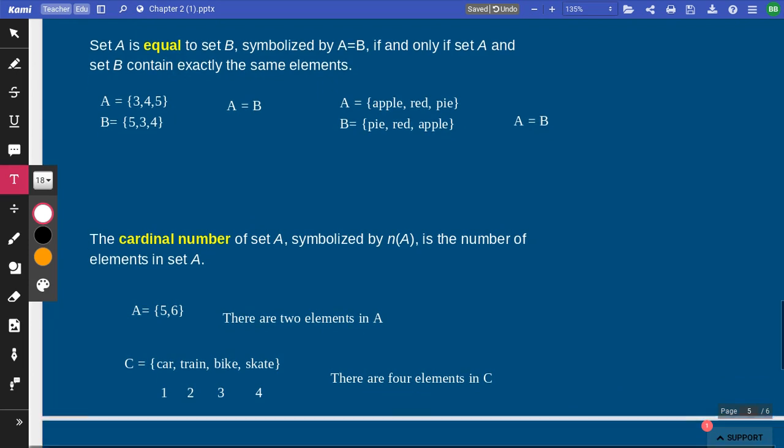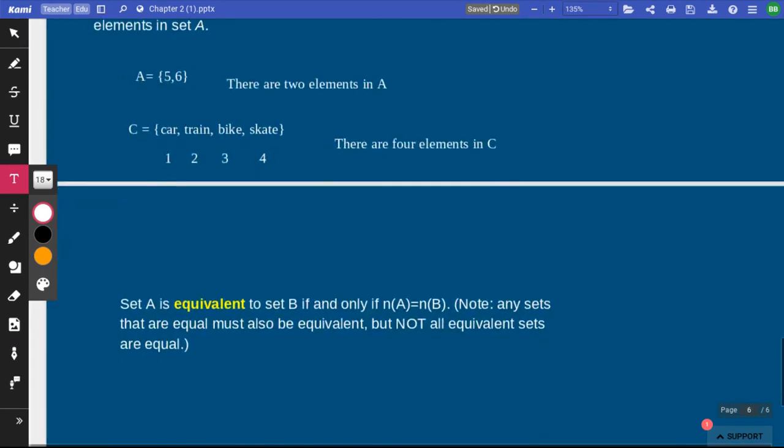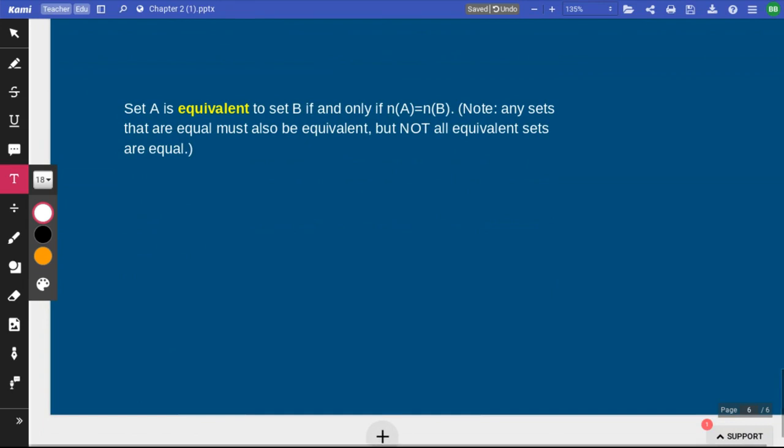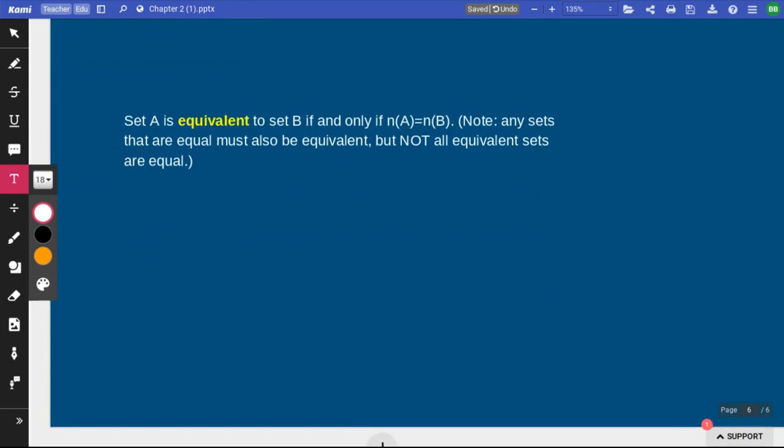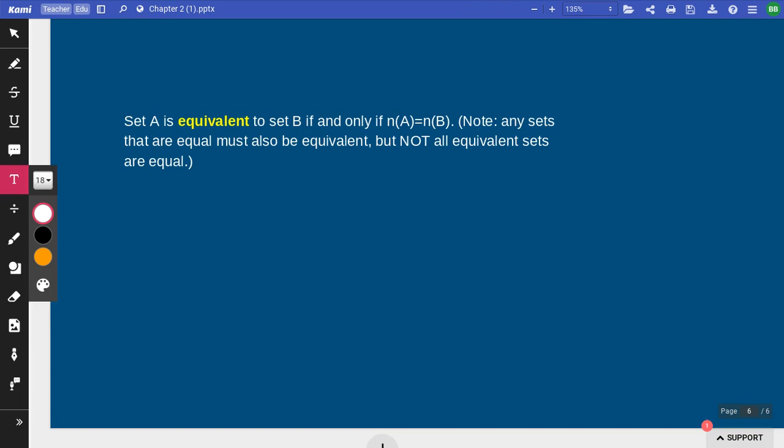Okay, and the last thing we have here, it says set A is equivalent to set B if and only if n of A equals n of B. This is referred to the cardinal number, the numerical elements in each set. Note, any sets that are equal must also be equivalent, but not all sets that are equivalent are equal.